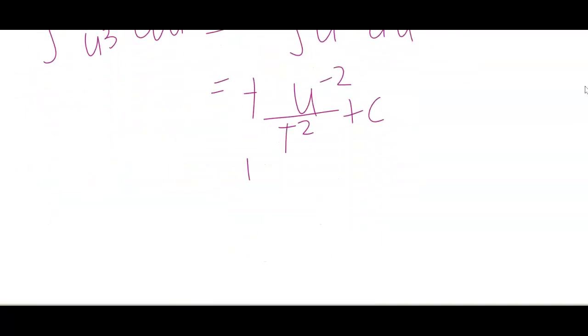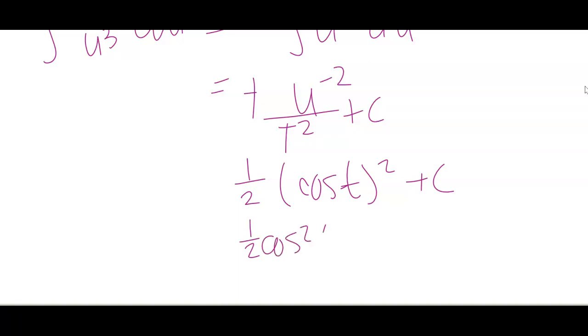Those become positive. 1/2. What did we end up calling u here? Cosine, right? So 1/2 times cosine t to the negative 2 plus c. And a nicer way to write this might be 1/2 and then cosine squared t in the denominator, plus c. Again, you can take the derivative of that and make sure.